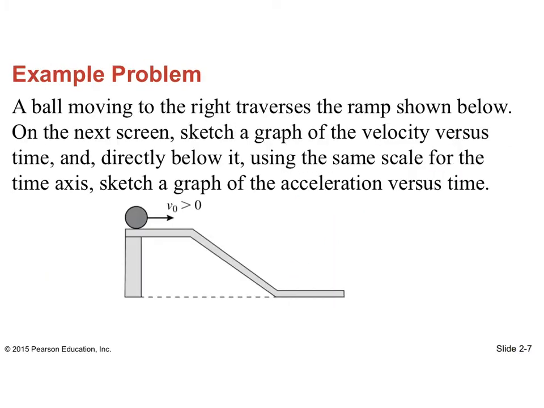Alright, a ball is moving to the right and traverses the ramp shown below. On the next screen, we'll sketch a graph of the velocity versus time, and directly below it, using the same scale for the t-axis, the acceleration versus time. We want the velocity versus time, and then the acceleration with the same t.